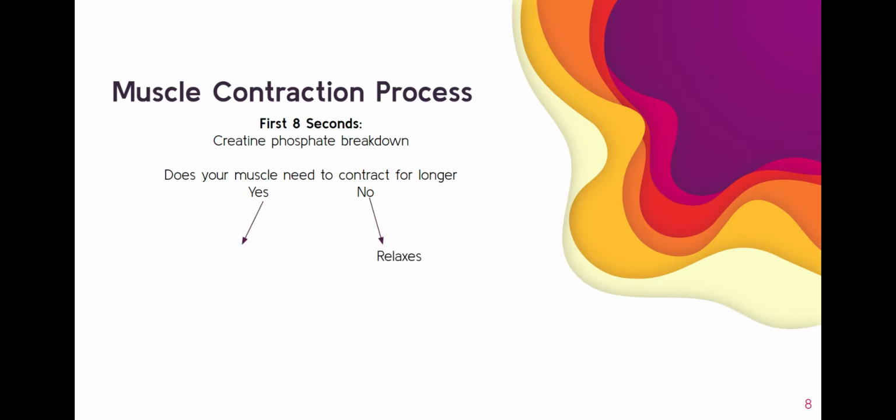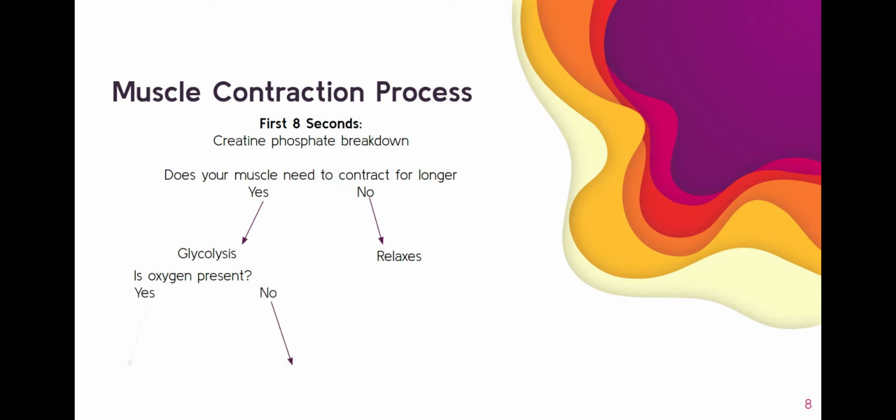So the process for a muscle contraction, in the first 8 seconds, we go through the creatine phosphate breakdown. Now, this is just a little flowchart that you can fill out as we go along. If your muscle needs to contract for longer than the 8 seconds, there's going to be a different avenue. But if your muscle's done contracting, then it just relaxes. If that muscle needs to continue contracting, we have to go through glycolysis because, as a reminder, glycolysis happens no matter what, aerobic or anaerobic. It's happening in the cytoplasm of the cell, and it is breaking down glucose. So once that process has occurred, whether oxygen is present or not will determine what happens next.